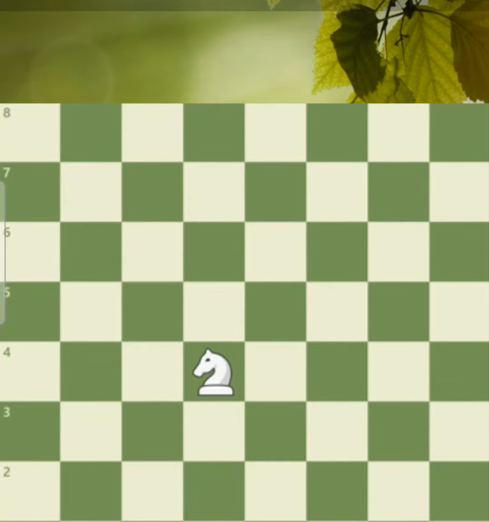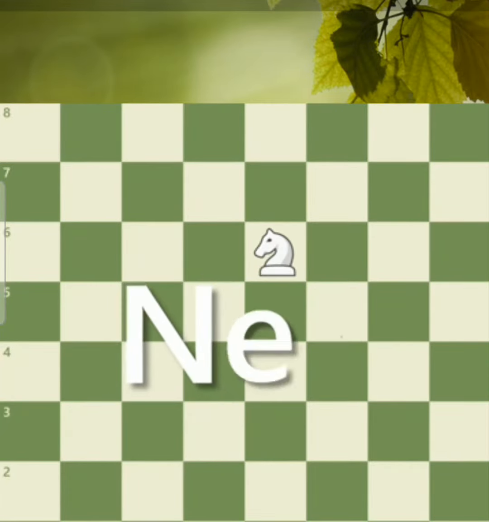The knight, however, is a little bit different. Since the capital K is already used for the king, we use a capital N for the knight. For example, N, E6.